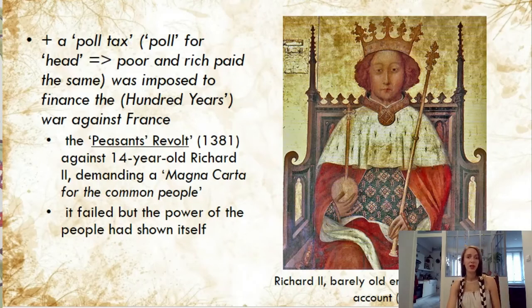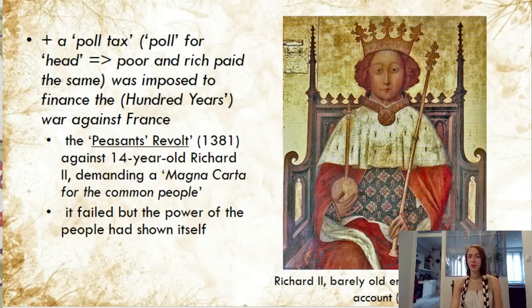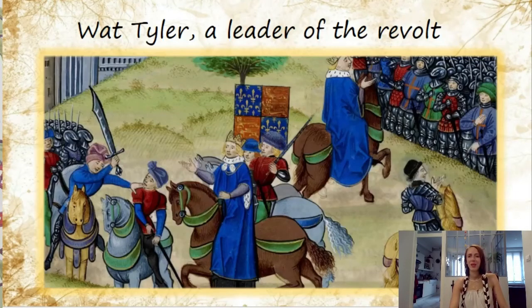but what I want you to remember is that there was a peasants' revolt because of the tensions that were building up in the wake of these decisions. Peasants' revolt against the 14-year-old Richard II. The peasants were demanding a sort of Magna Carta for the common people. What happened is that the peasants' revolt failed, but it's important to understand that the power of the people had shown itself, that they were in a way flexing their muscles, as I'm illustrating pretty well, I think, on screen.